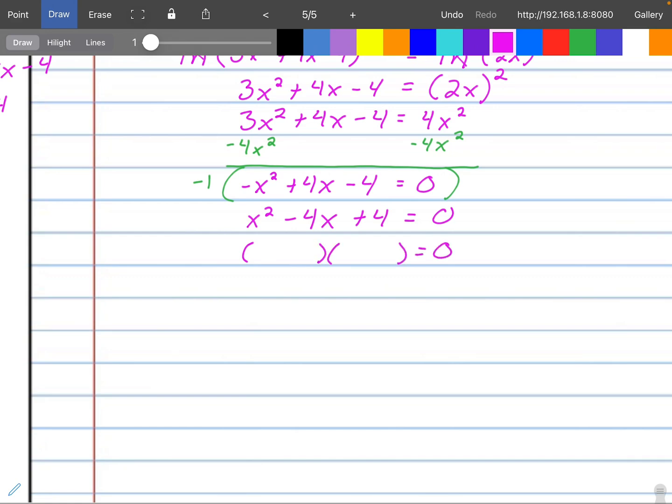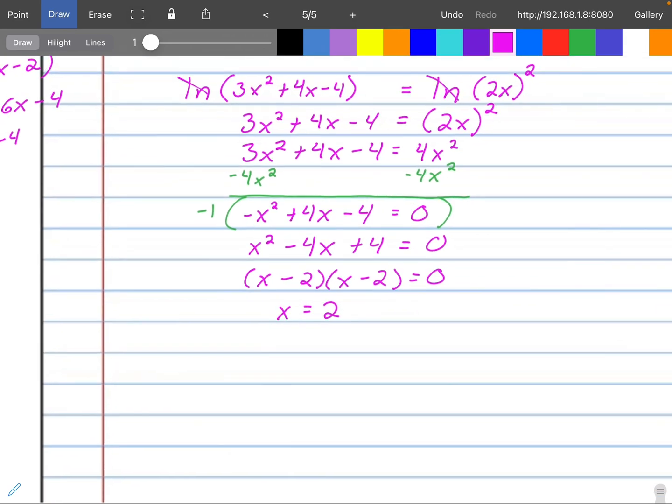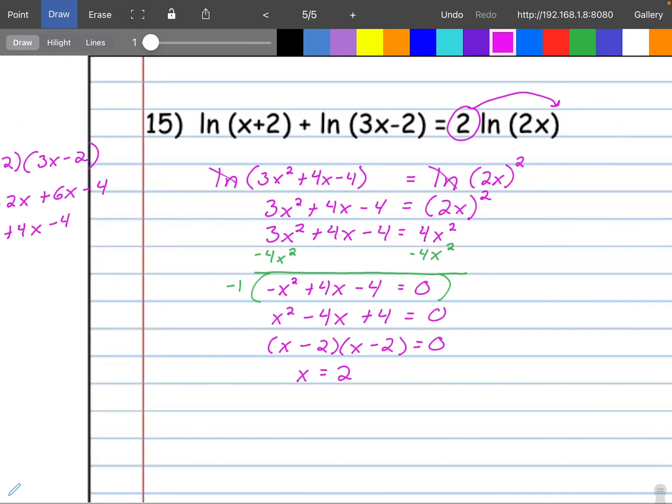Now I can factor this pretty easily. I am looking for two numbers that multiply to give me a positive 4 and add to give me a -4. And that's actually going to be -2 and -2. So I get the same factor twice, which means I'm going to get the same answer. So I really only need to set one of them equal to 0. If I set x minus 2 equal to 0 and solve, that gives me x equals positive 2.